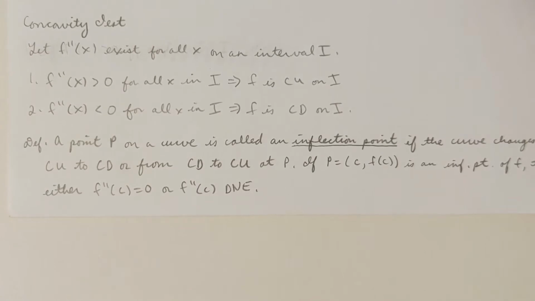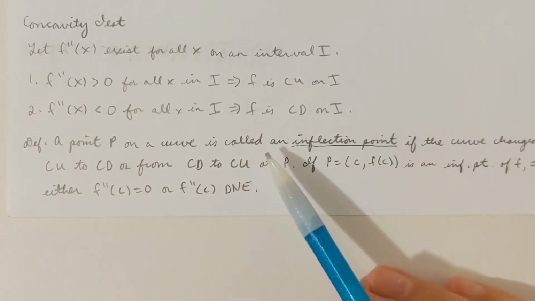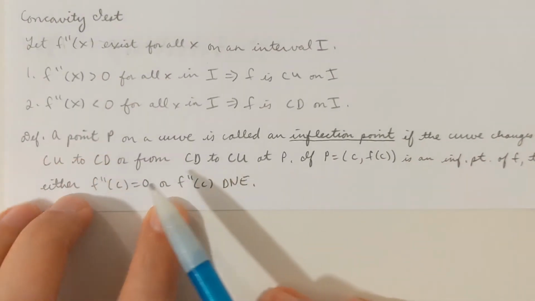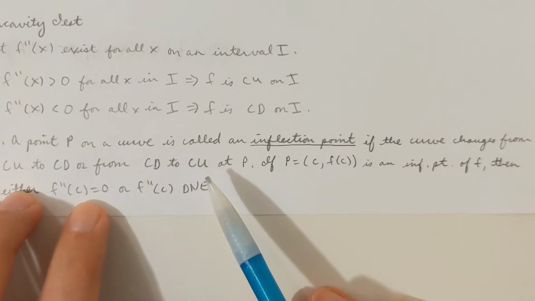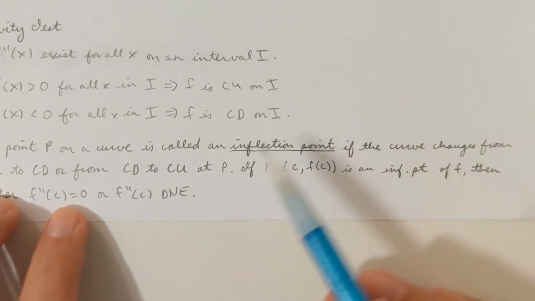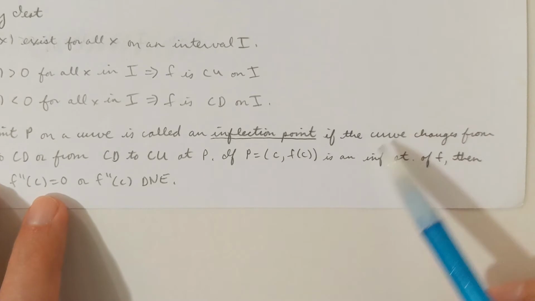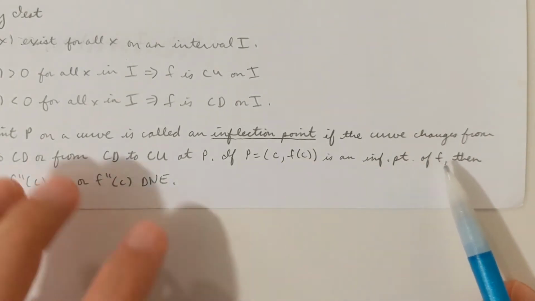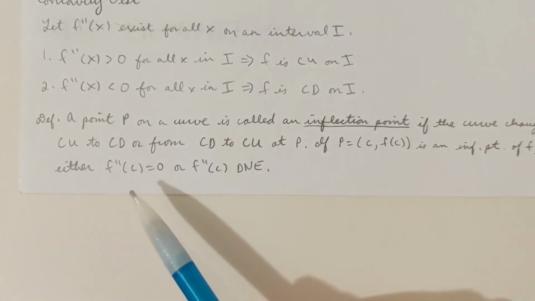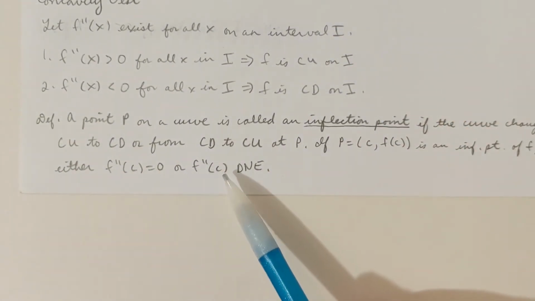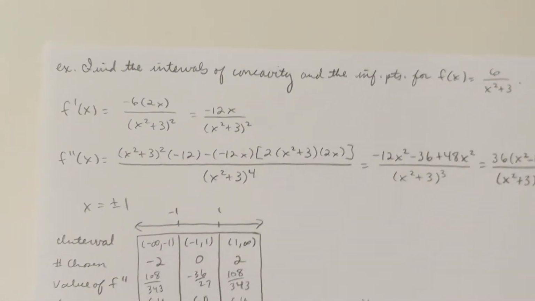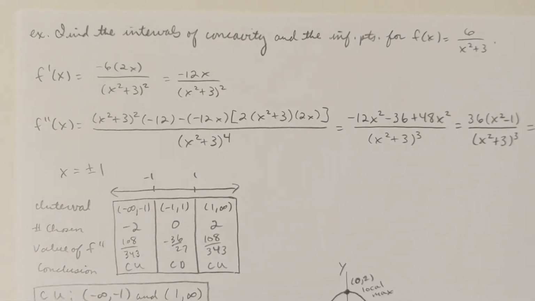Definition. A point P on a curve is called an inflection point if the curve changes from concave up to concave down or from concave down to concave up at that point P. If point P has coordinates (c, f(c)), and that is an inflection point, then either f double prime of c is equal to 0 or f double prime of c does not exist. Okay, so let's take a look at some examples where we're using the concavity test.